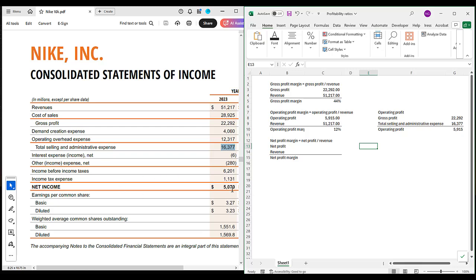Now let's do Nike's net profit margin. Net profit margin equals net profit divided by revenue. Nike's net profit, or income, was $5,070. Revenue was $51,217. $5,070 divided by $51,217 equals 0.10, or 10%. So we know Nike has a net profit margin of 10%.